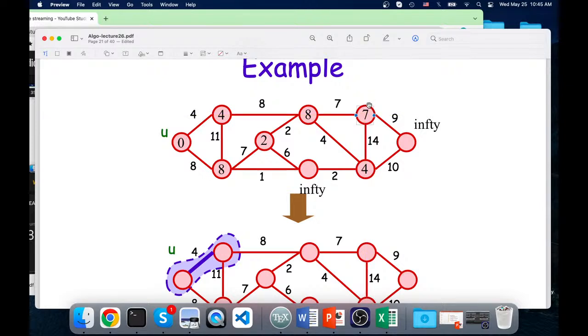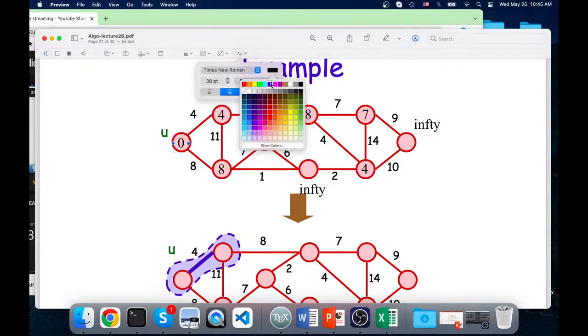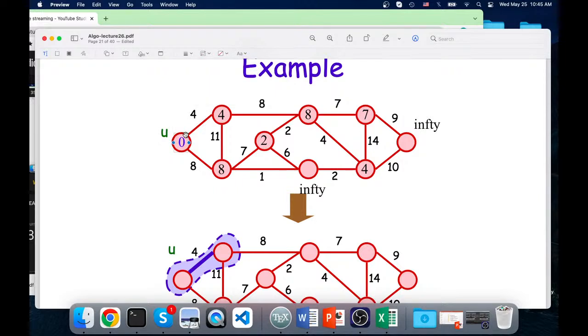Oh, by the way, let me also do some coloring. Okay, so this node is done. So let's change the color to blue. Okay. Blue means that it is already on the spanning tree. Let's say this is also blue because it is now on the spanning tree. And this is now blue as well. This is now on the spanning tree. So far so good, right?